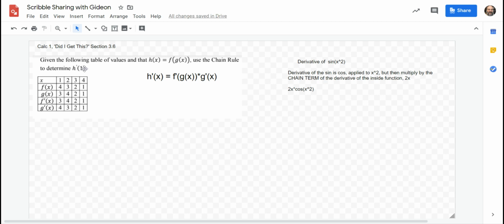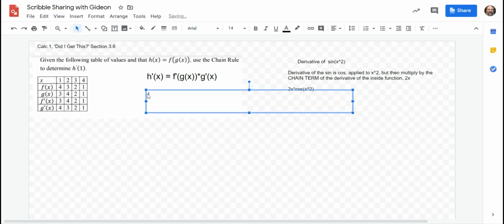So they asked for h prime of 1. All the rest is just doing function stuff, right? So h prime of 1, oh, okay. They want x to be 1. So now we just compute it, right? f prime of g of 1, and then we're supposed to multiply by g prime of 1, right? No big deal. This is all table lookup stuff.